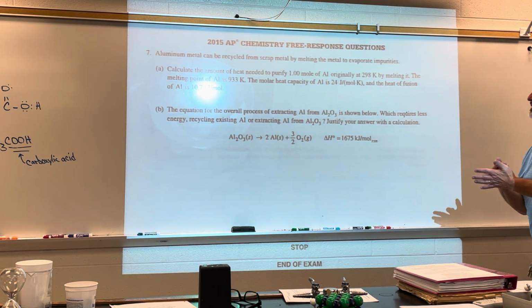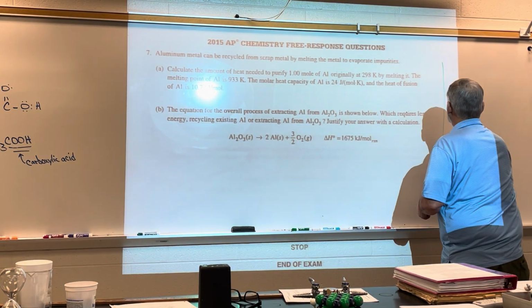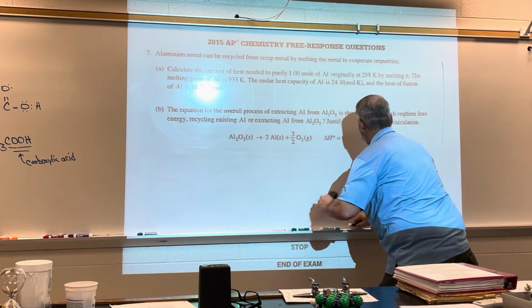All right. So, aluminum metal can be recycled from scrap metal by melting the metal to evaporate impurities. Calculate the amount of heat needed to purify 1 mole of aluminum, originally at 298, by melting it. The melting point of aluminum is 933. The molar heat capacity. What does that mean? The amount of specific heat measured in moles, to raise 1 mole.